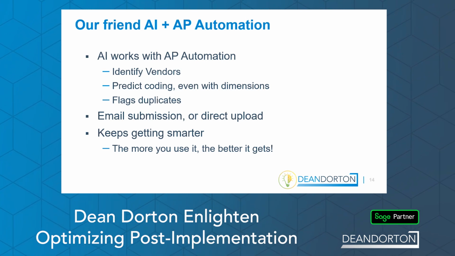But Sage Intacct was able to report that users utilizing the AP automation tools have reported that they cut up to 50% off the bill entry time within a few weeks of regular usage. So pretty cool.